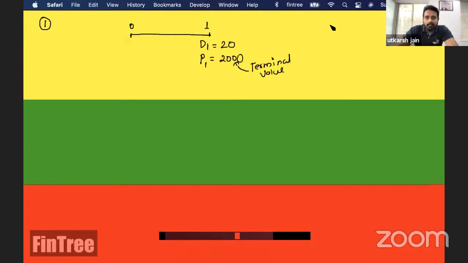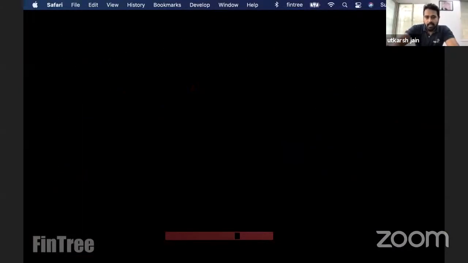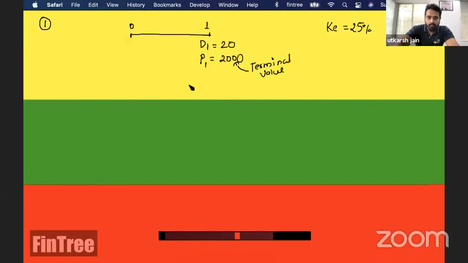Now the cost of equity is going to be an important number in this reading. The cost of equity means how much you expect to earn. So let's say you expect to earn probably 25% per annum. So now you apply a simple dividend discount model. Value of a stock is the present value of all future cash flow. I'm going to buy this stock now. Next year I will sell it. I will get 20 plus 2000. I want to discount them at 25%.